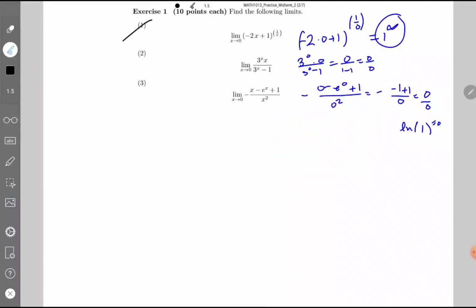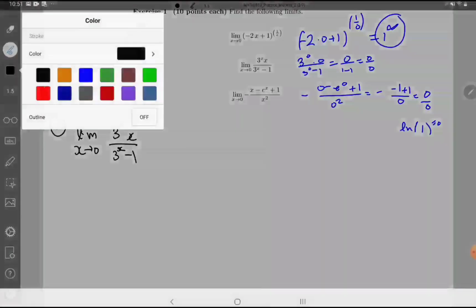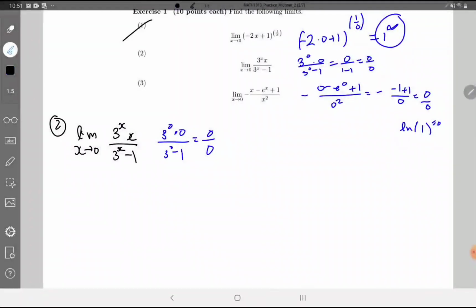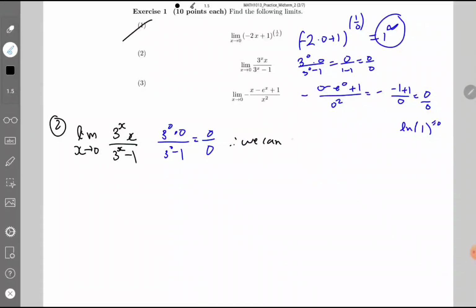And so we've already done 1. So let's look at number 2. We take the limit as x goes to 0 of 3 to the x over 3x minus 1. Remember when we plugged in, we get 3 to the 0 times 0 over 3 to the 0 minus 1. So we get 0 over 0. And therefore we can use L'Hopital's rule.